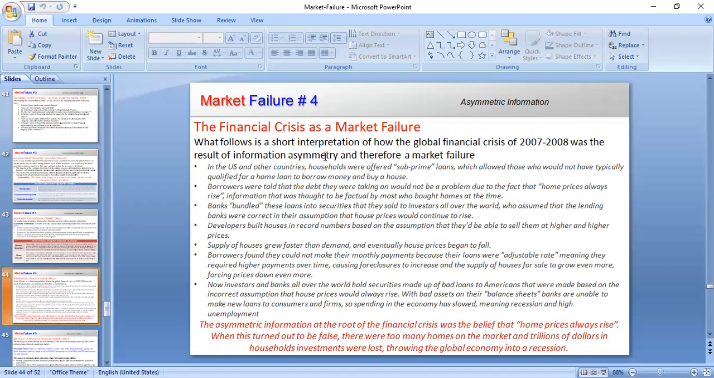So because of asymmetric information, we had scenarios like the global financial crisis. The global financial crisis, also known as the credit crunch, was a result of a market failure, whereby it all began in the United States of America, where banks in the US gave out subprime loans. People got these loans for real estate, to build this real estate.